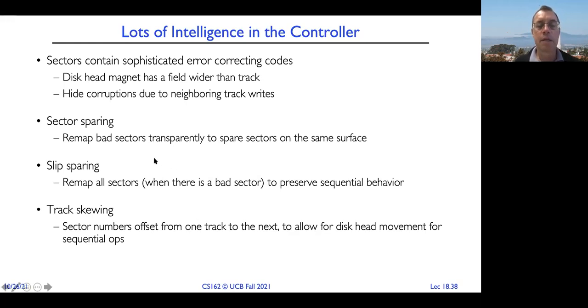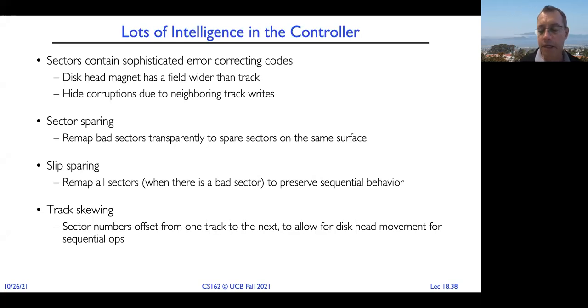Sector sparing: sometimes some sectors become bad and you can no longer read and write data reliably from them. In that case, you forget about those and remap them transparently to another spare sector on the disk. This is done by the controller, transparently to the software. Slip sparing: if a sector goes bad, you no longer have sequential access. To preserve sequentiality, you may want to remap multiple sectors.